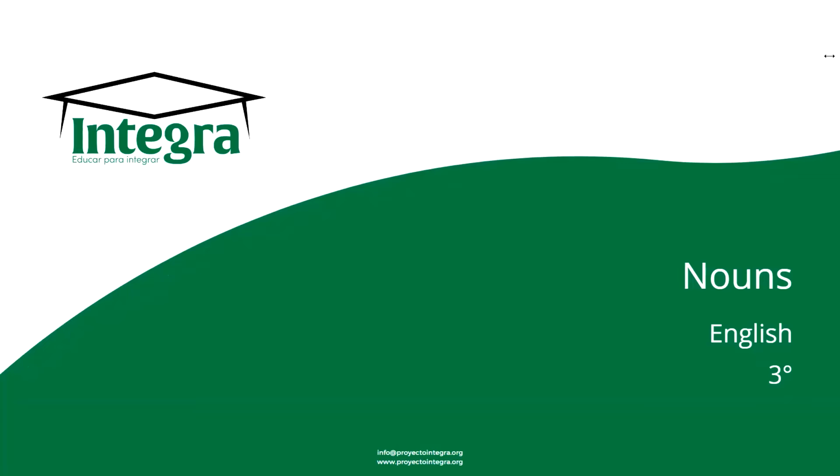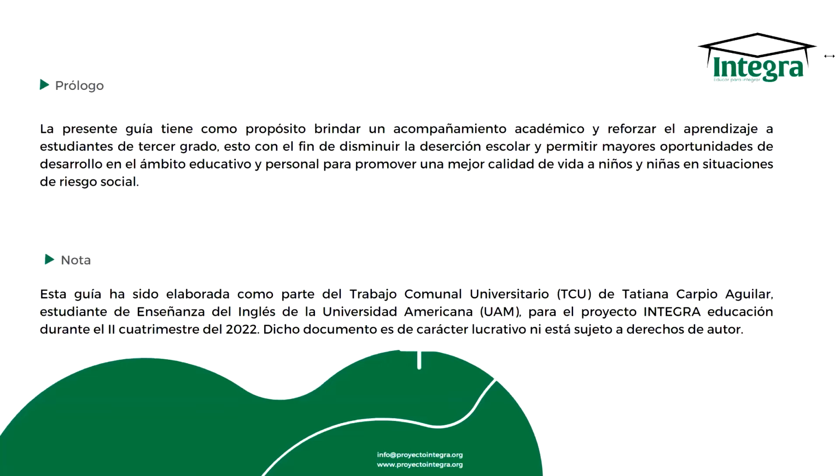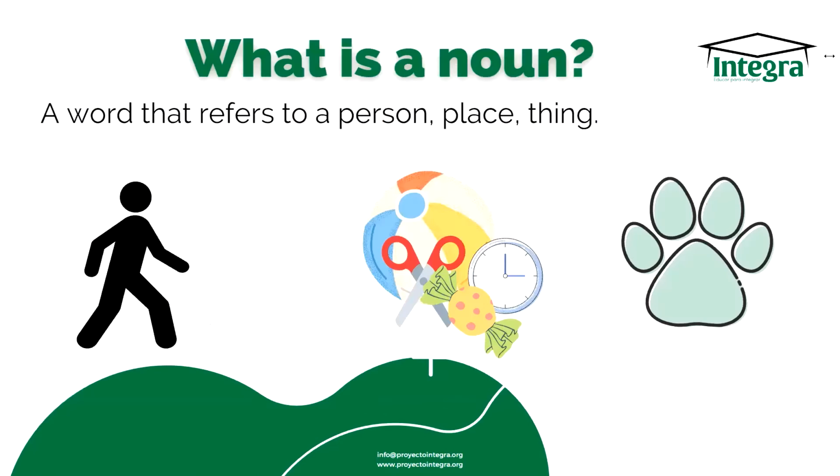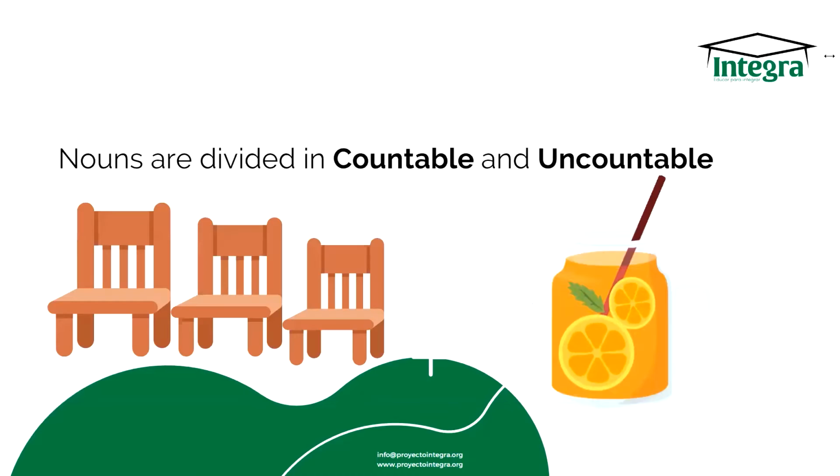Today we're learning about nouns for third grade students. What is a noun? A noun is a word that can refer to a person, a place, or a thing. Nouns have two types, countable and uncountable.